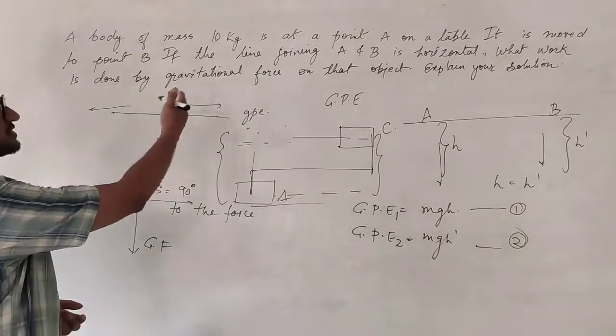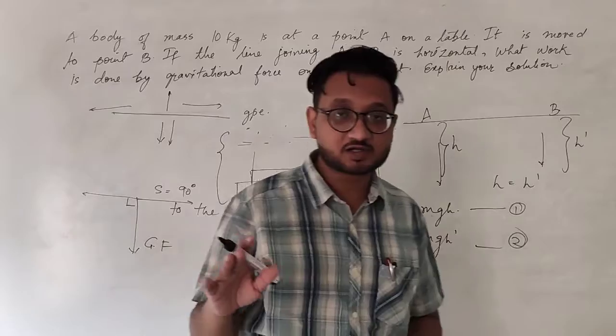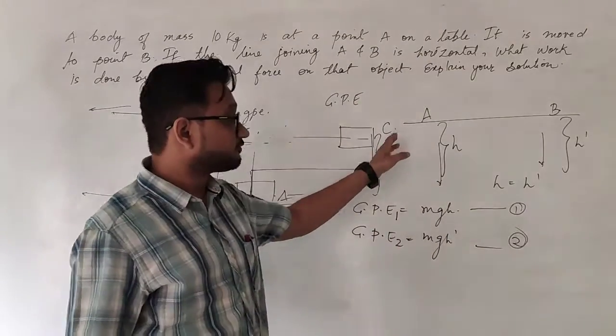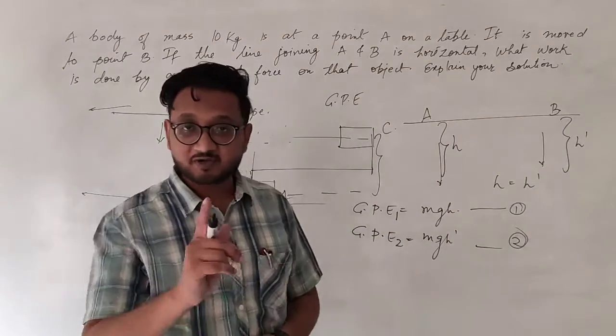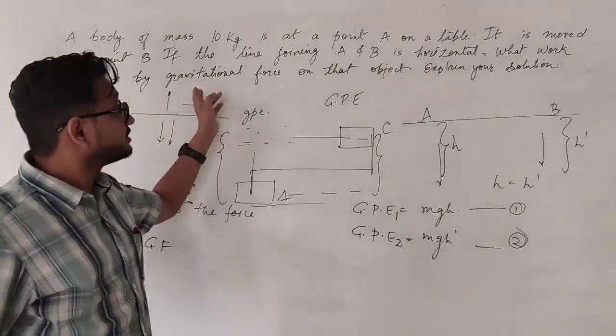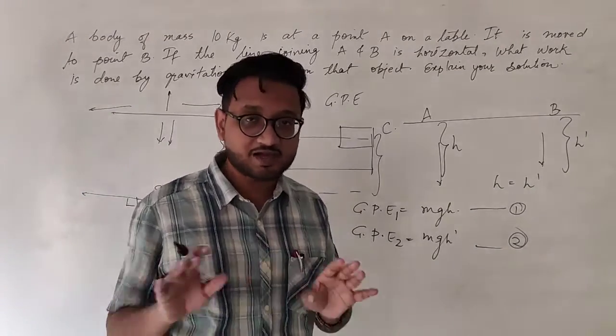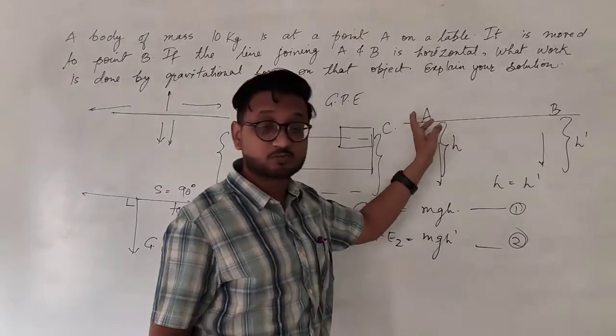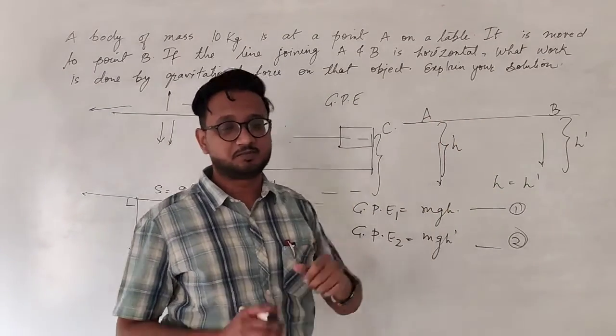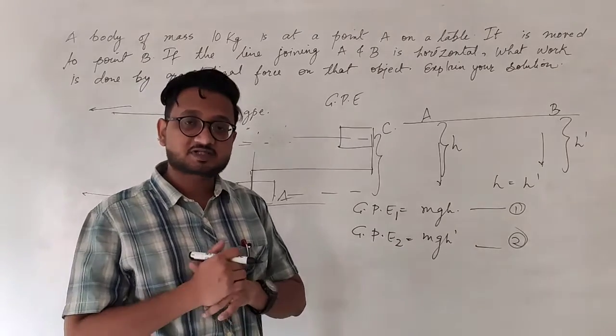And so the gravitational force is not doing any work on the object if it is moved from point A to B. I repeat once again. The gravitational force is not doing any work. It is not doing any work if the object is moved from point A to point B. I hope it is clear to you, students.